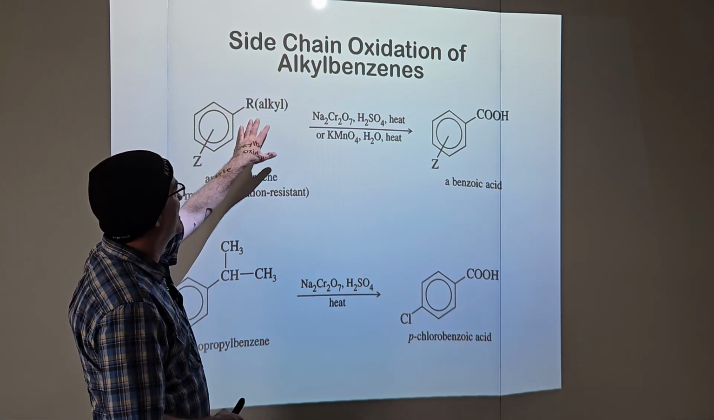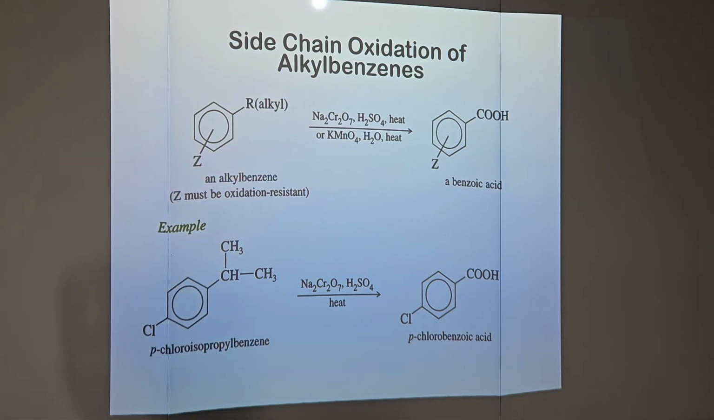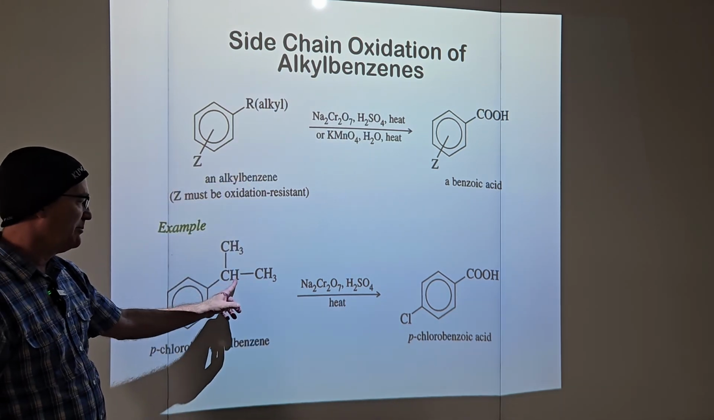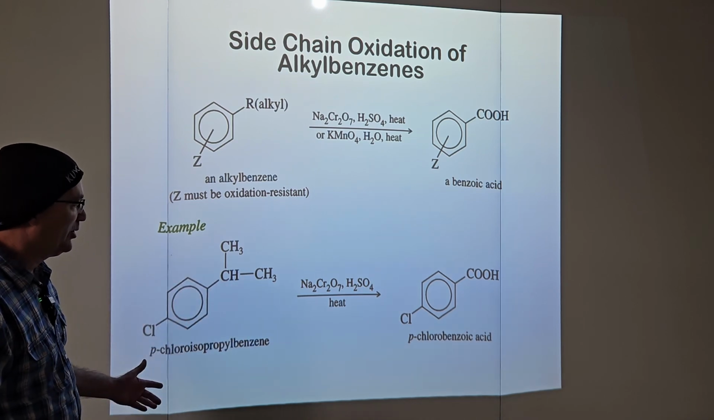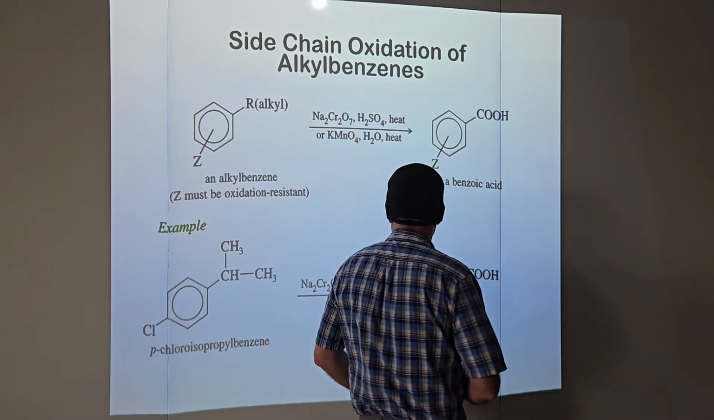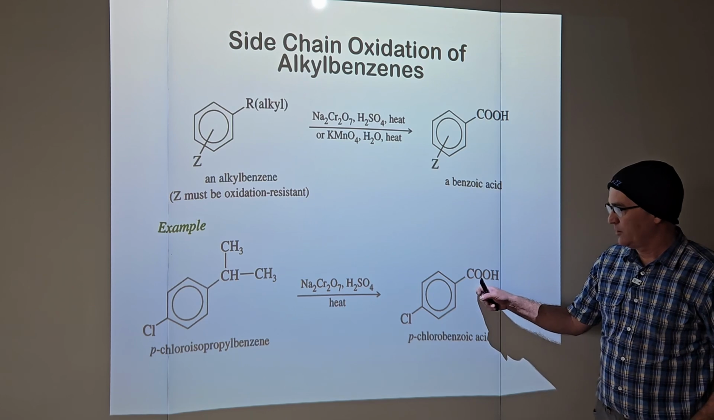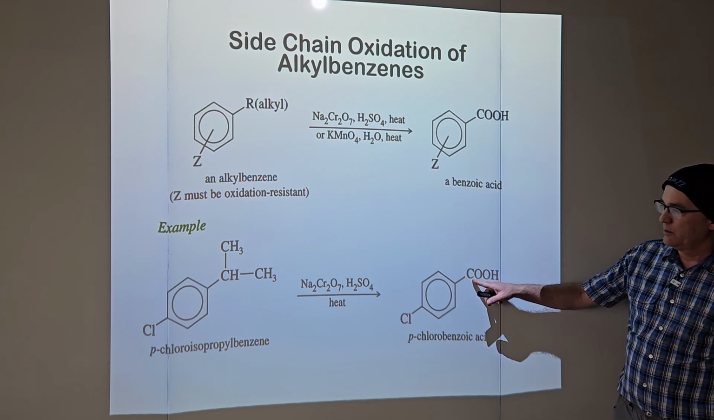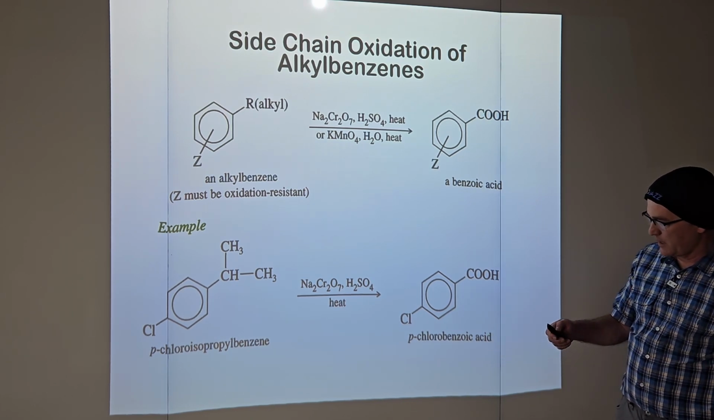And this last thing, side chain oxidation. So here's an alkyl group. Could just be a methyl, could be an ethyl. Here we've got isopropyl. These oxidizing agents don't discriminate. They just chew it all up into a carbonyl carbon and an acid there.